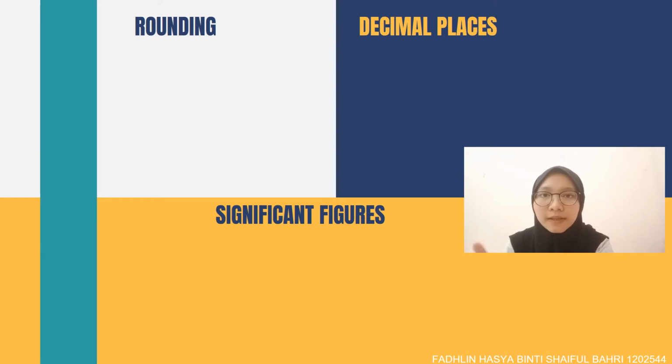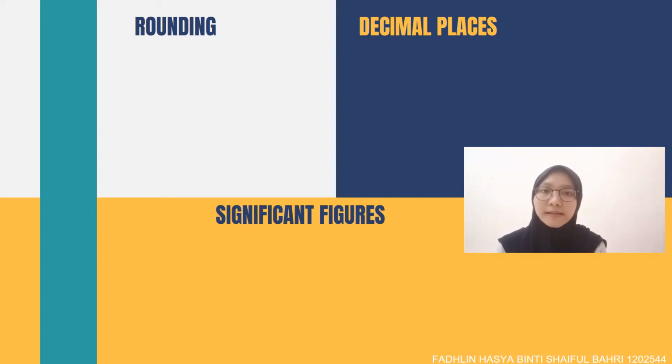Okay, the first one is rounding. Rounding is essential to avoid expressing a value to a greater degree of precision than the uncertainty in the measurement, which means by using rounding, we can make the number much simpler and easier to use.